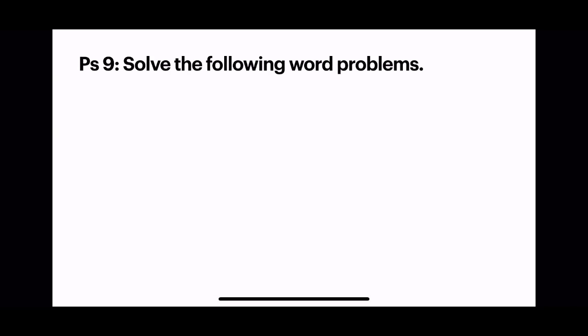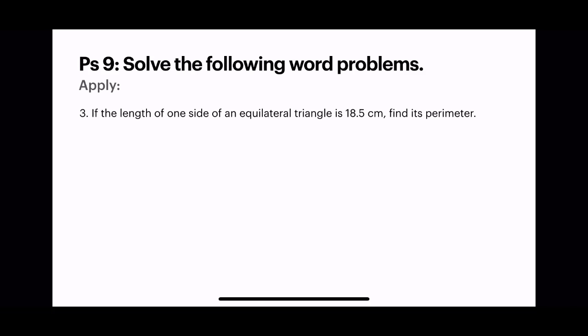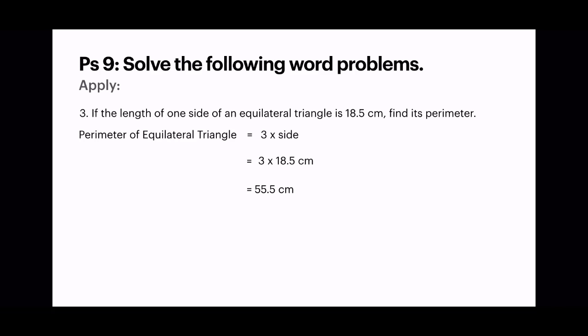Problem set 9. Solve the following word problems. Apply part, third sum. If the length of one side of an equilateral triangle is 18.5 centimeters, find its perimeter. Perimeter of an equilateral triangle is equal to 3 into side, which is equal to 3 into 18.5 centimeters, which is 55.5 centimeters.